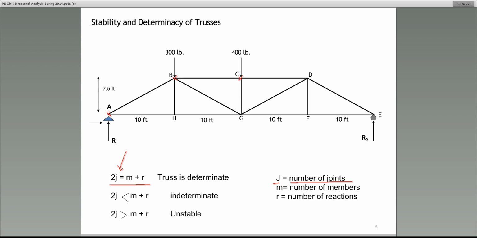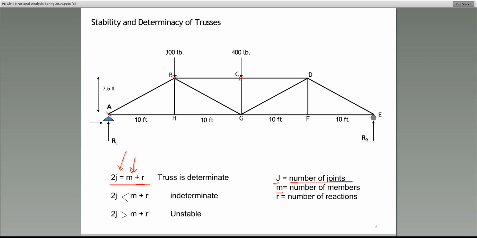All right? Then M. M in this equation, on the right-hand side, is the number of members. So tell me, how many members do we have here? Just count the number of members. 3, 4, 5, 6, 7, 8, 9, 10, 11, 12, 13. I have 13. Those of you who are saying 13, that's correct. So we have 13 members. So M, lowercase m, is 13.